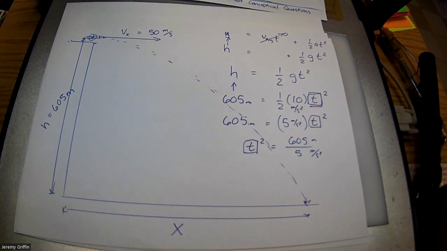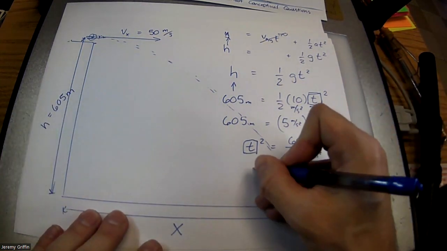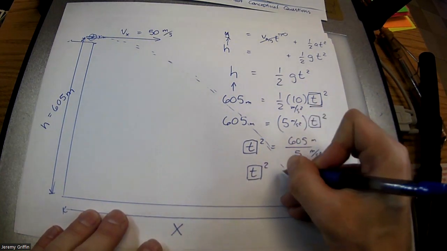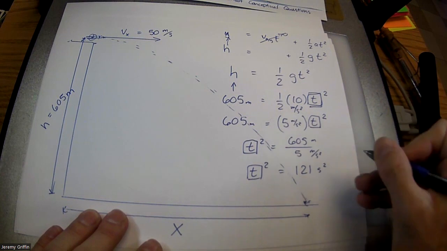You got it. So you said 121. Actually, that sounds right. Yeah. So 121. All right. So t squared is 121. And the meters cancel, and we get square seconds.